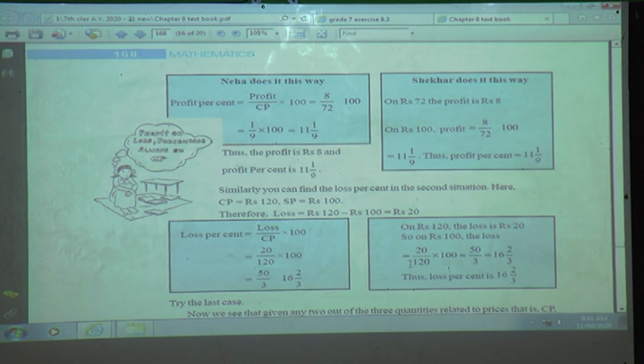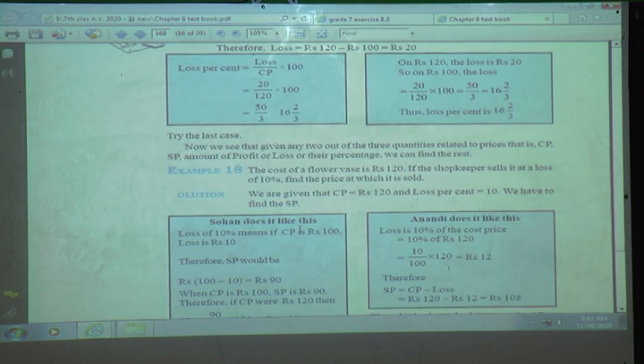So these are the two methods. We find profit percent, where we write profit upon CP multiplied by 100, and loss percent we write as the loss upon CP multiplied by 100. This is the formula to find profit percent and loss percentage. Now we will see some situations.